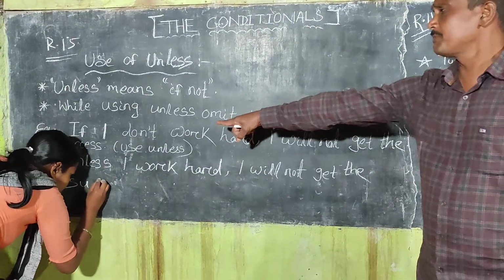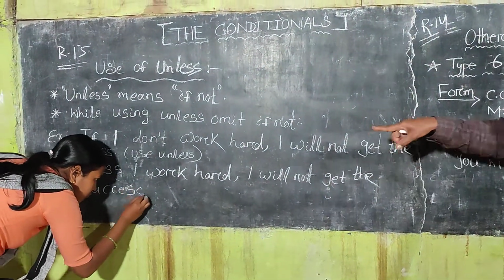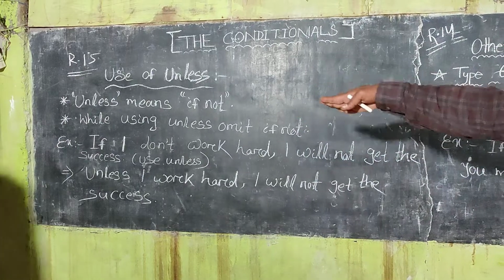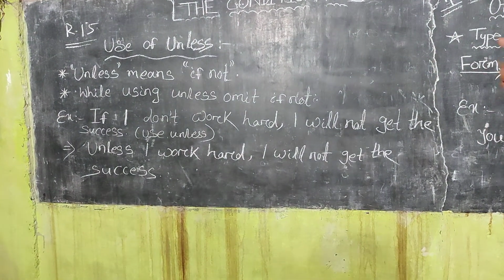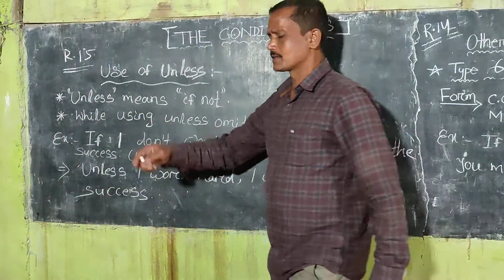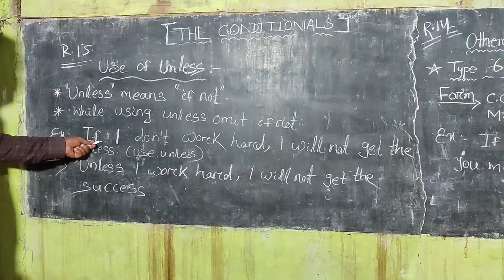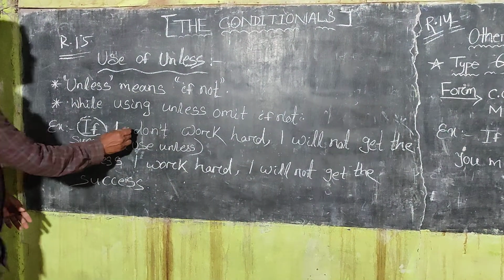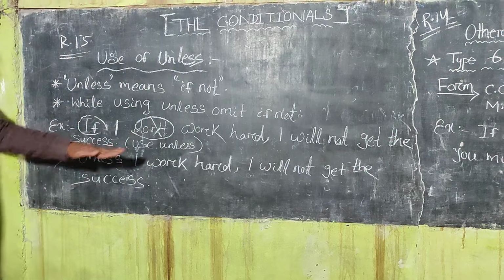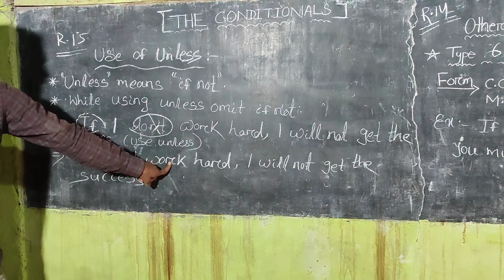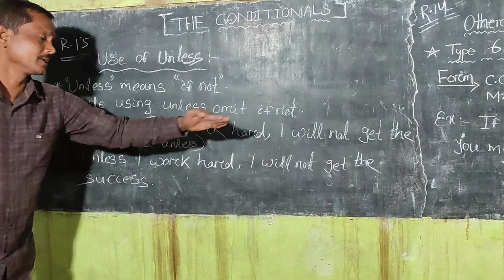Example: if I do not work hard, I will not get the success. In brackets, the instruction is given: use unless. And the answer will be, unless I work hard, because here if should be omitted, and do not, that means not, should be omitted. And the answer will be, unless I work hard, I will not get the success.